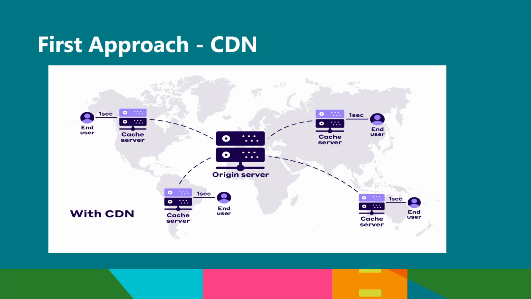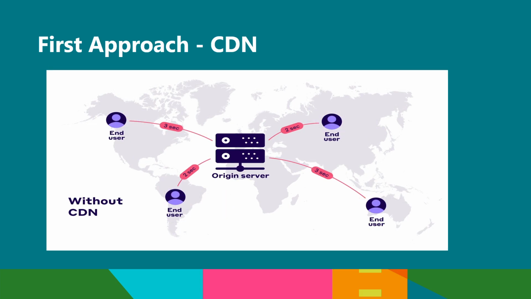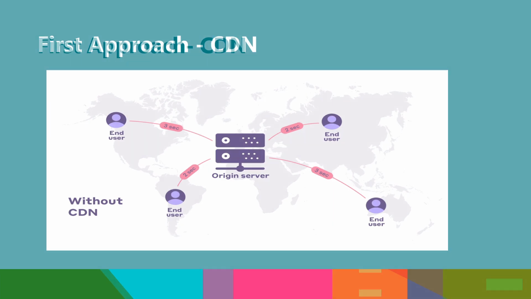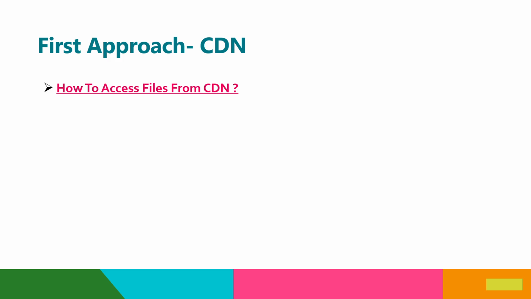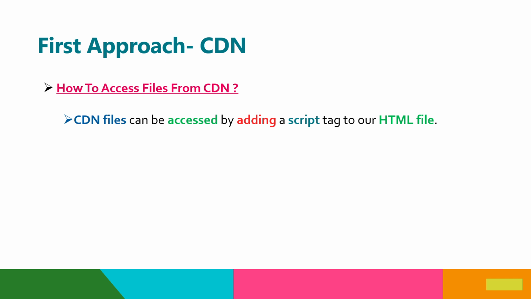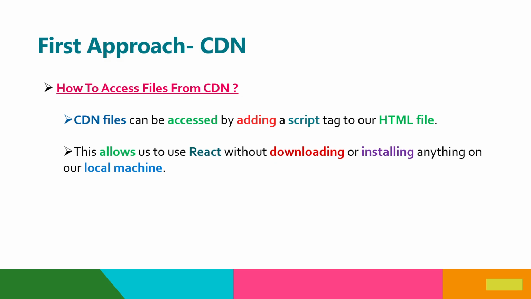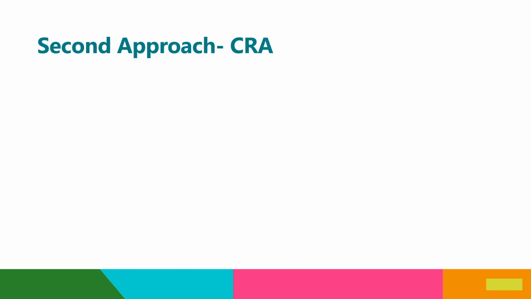We can build the React app using CDN, and we can also build without CDN. So the first approach is how to access it from CDN. A CDN file can be accessed by adding a script tag to our HTML file. This allows us to use React without downloading or installing anything on the local machine.